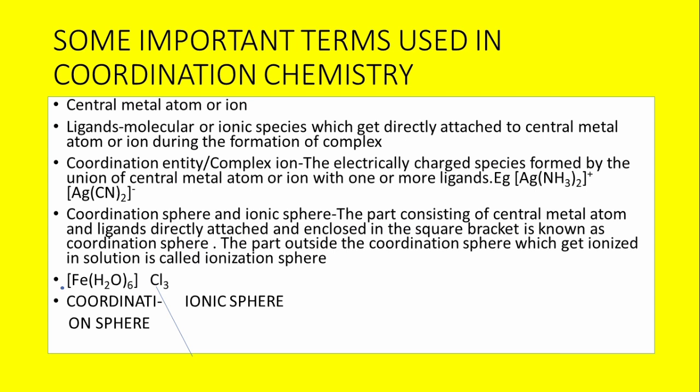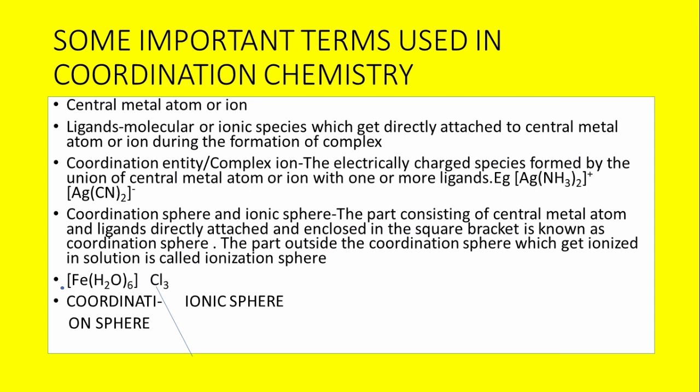As you all know, a ligand is a molecular or ionic species which gets directly attached to the central metal atom or ion during the formation of the complex. The coordination entity, or the complex ion: what is the coordination entity? It's the electrically charged species formed by the union of the central metal atom or ion with one or more ligands. Example, diamine silver ion, dicyano silver ion. Now, diamine silver ion is a cationic complex and dicyano silver ion is an anionic complex. You can also say dicyanido silver ion, as some of the books have CN written as cyanido.